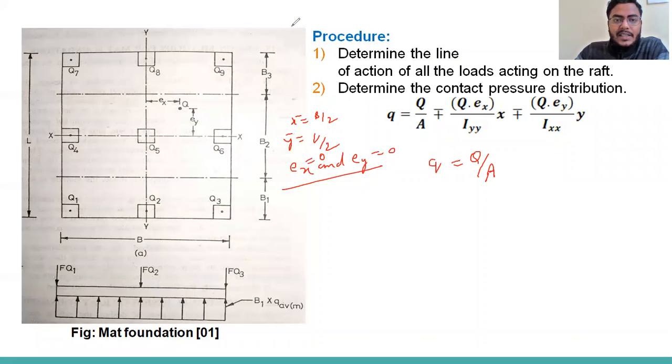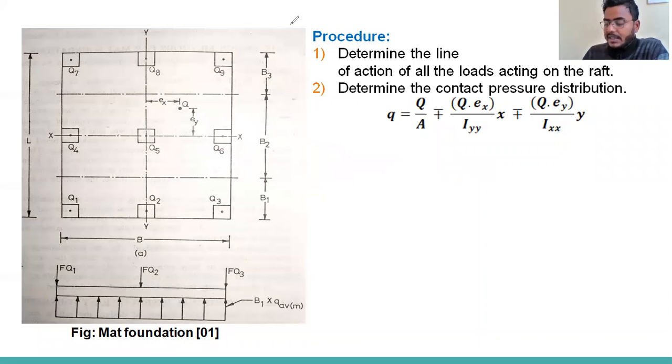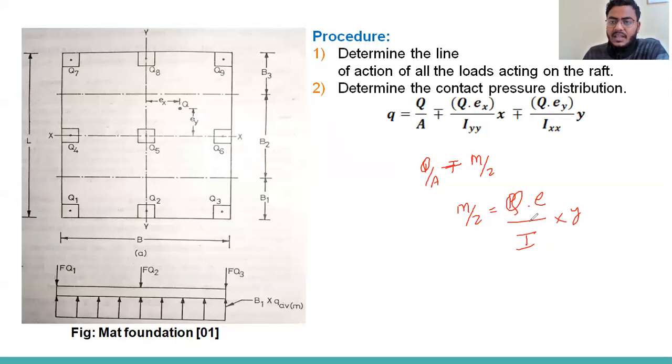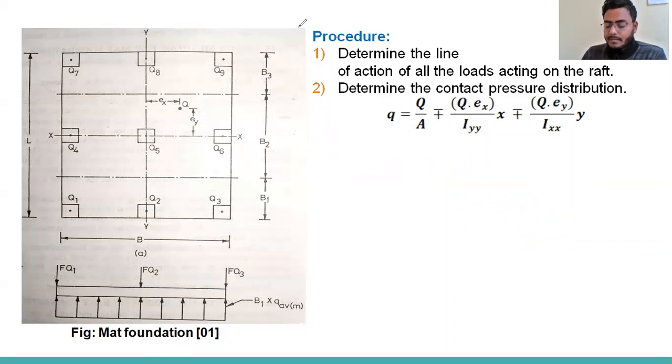But if there is an eccentricity Ex and Ey in the x and y direction, we can use this formula, which comes from direct stress plus bending stress. So we can write direct stress Q by A plus minus M by Z. M by Z we can write as Q into E divided by I into Y. If you are working in the x direction and y direction, then you can write Ex and Ey. In this equation, put Ex and Ey with the sign convention.